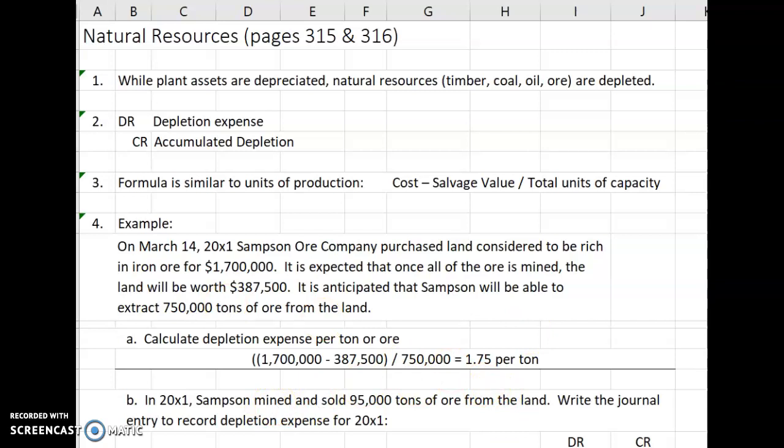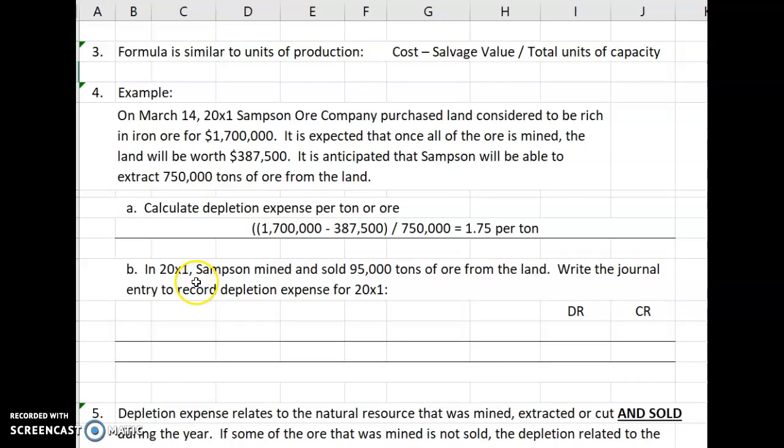Carrying the example a little further, in 20X1, Sampson mined and sold 95,000 tons of ore from the land. Calculate the amount of depletion expense and write the journal entry to record the depletion expense for 20X1. You go ahead and work this part of the problem. When you finish working the problem, start the video again and check your answer.